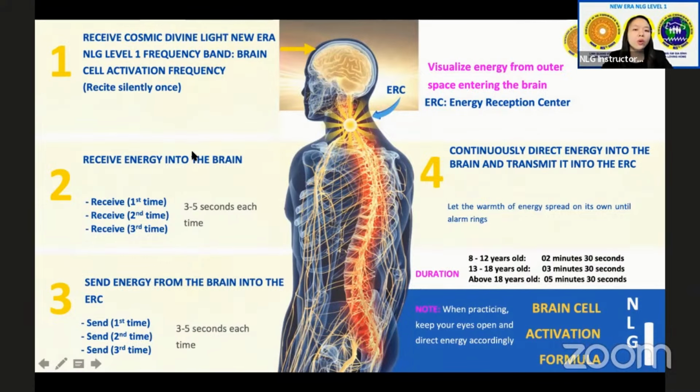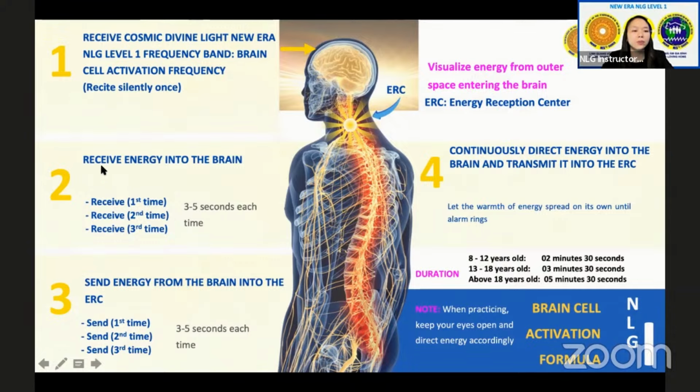You read it in your head. You recite them in your head. So think about this step 1 as sort of like a request. It sets out a very clear direction for you and the cells in your body so that you understand exactly what it is that you're doing. So step 1, recite in your head: receive cosmic divine light, new era energy level 1 frequency band, brain cell activation frequency. So that's the request, that's the command.